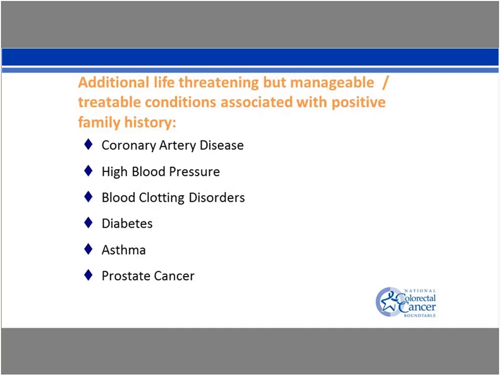And there are many other conditions, life-threatening, that also are amenable to identification through family health history ascertainment. They're so obvious, as it were, that sometimes we don't give them enough thoughtful consideration, but family history of coronary artery disease is associated with increased personal risk, as is high blood pressure, blood clotting disorders, diabetes, asthma, and prostate cancer, among many other conditions.